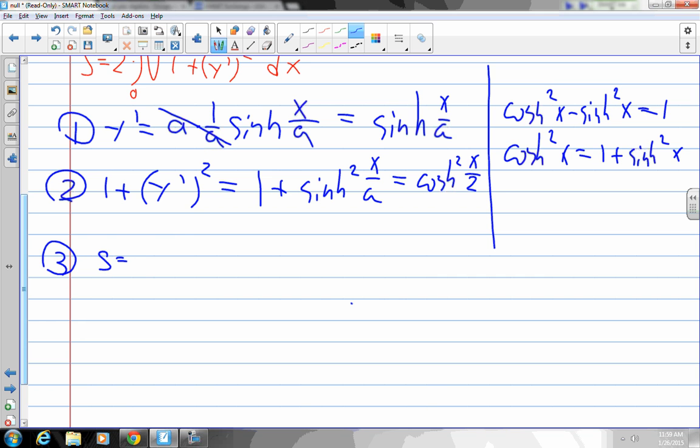The actual length would be 2 times the integral from 0 to b of the square root of cosh squared of x over a, dx. The square root and the square are going to agree.